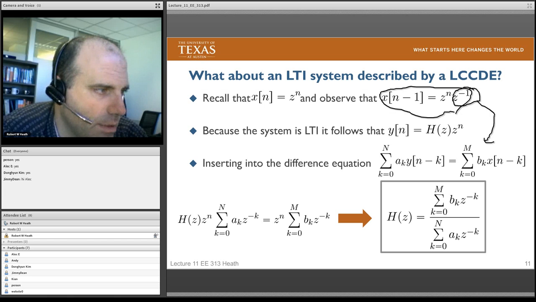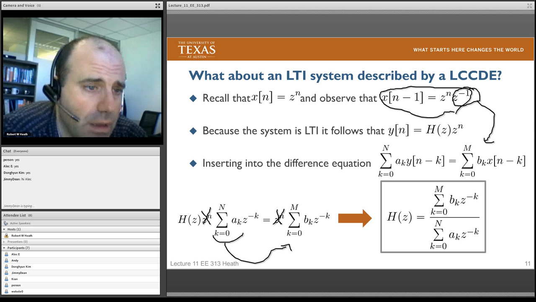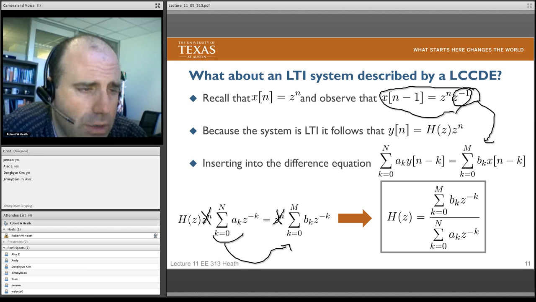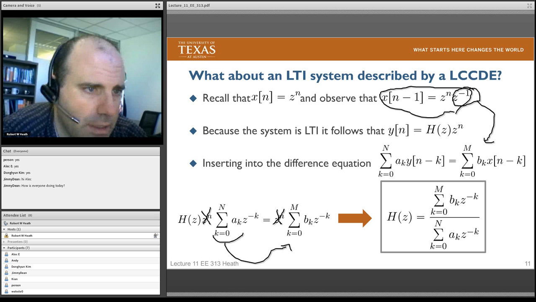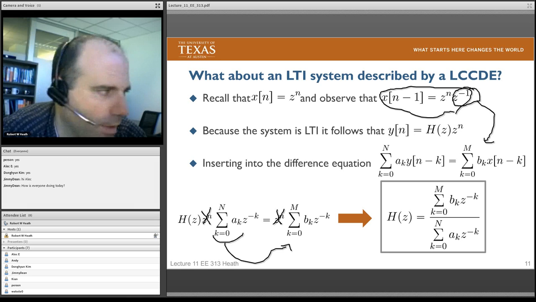And then we plug that in using the same logic as before. We get H of z times z to the n and a sum over a k z to the minus k, which is equal to z to the n times the sum over b k z to the minus k. And so then again, canceling out the common z to the n on both sides, we're left with H of z. And we move this over from this side, we put it over here, and we get this formula. So if you have a linear constant coefficient difference equation, you can easily compute the response to a complex sinusoid, or this complex z to the n, by computing this ratio between these two polynomials and plugging in the value of z.